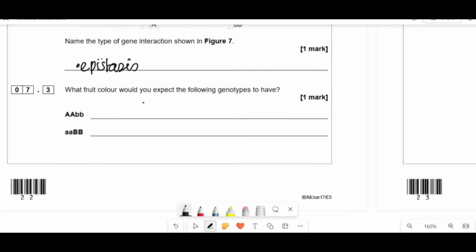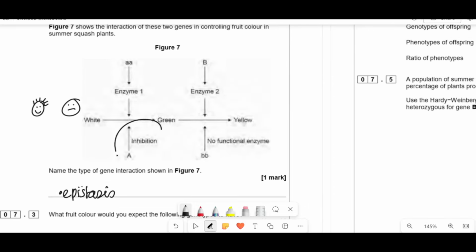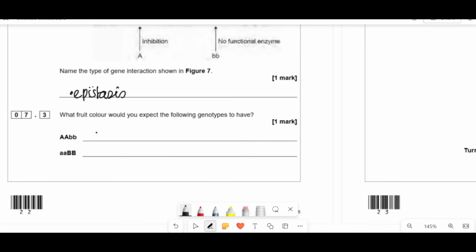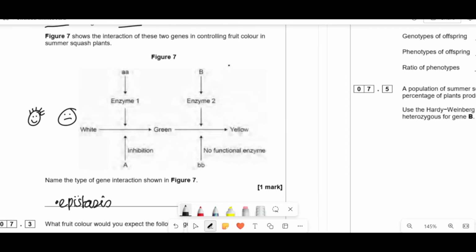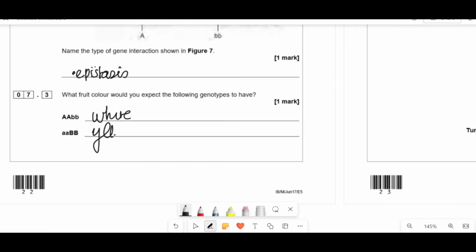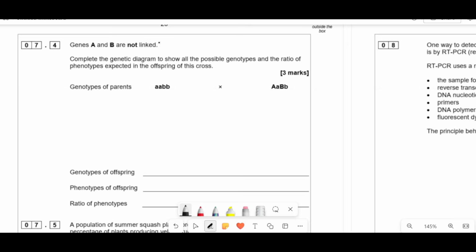That's it. So it says, what fruit color would you expect for the following genotypes to have? So big A, little b, little b. So if we've got big A, it means we can't get to green. So if we can't get to green, then it can't go further, so that one's white already. Now little a, and big B. So if we're little a, we can get to green. If we've got big B, we're going to be able to get to yellow, so we have yellow. There you go.